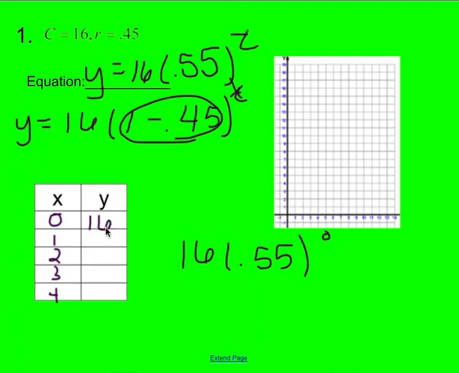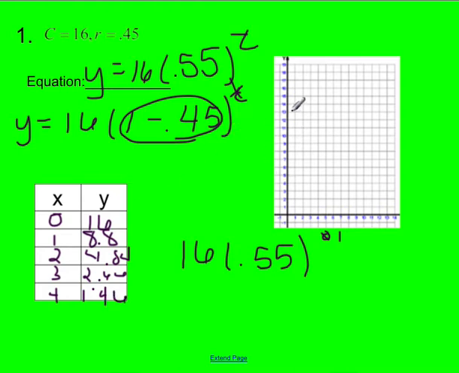Then we're going to take 0.55 and raise it to the first power. Well, when we raise it to the first power, that's 16 times 0.55, and that's going to give you 8.8. Again, it helps if you calculate this along with me to make sure you're on the right track. And then we're going to take it to the second power, and we get 4.84. Then we take it to the third power, and we get 2.66. And then the fourth power, and we get 1.46.